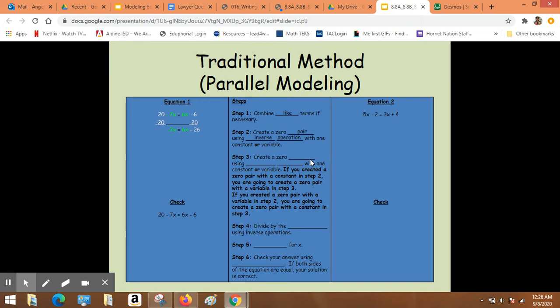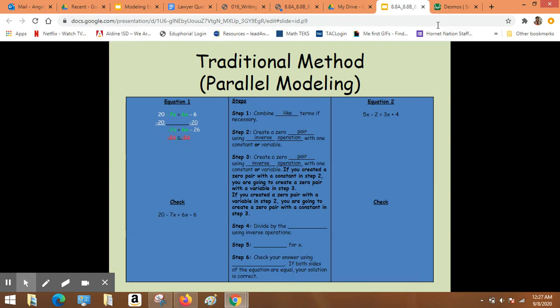Okay, step 3, create a zero pair using my inverse operation with my variables. So now I need to move my variables with my variables. So I have to do my inverse operation, which 6 minus 6x gives me 0. So if I subtract 6 from my right, I have to subtract it on my left. Do not forget that if you subtract it on your right, you have to subtract it on your left.